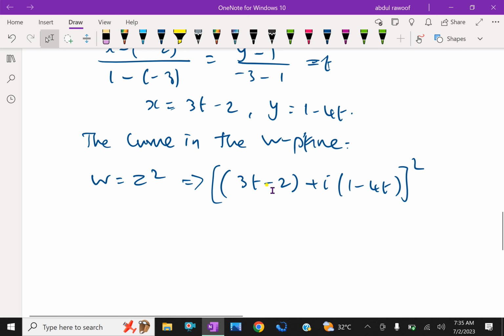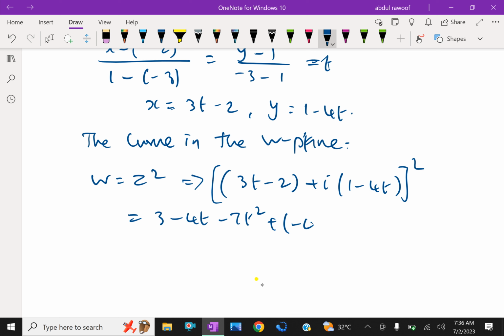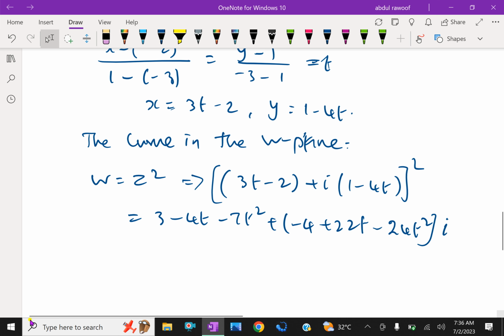So we expand this and collect the real part and imaginary part separately. Finally we get 3 minus 4t minus 7t square as the real part, plus i into minus 4 plus 22t minus 24t square.